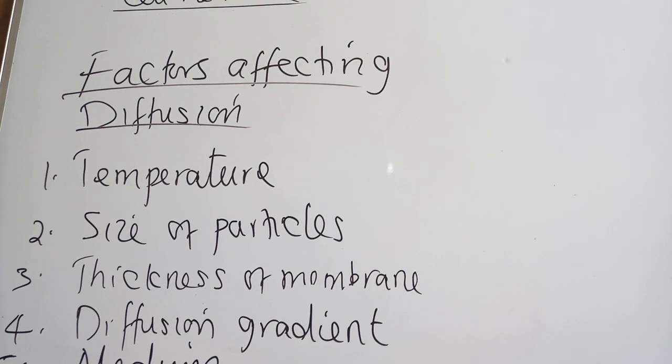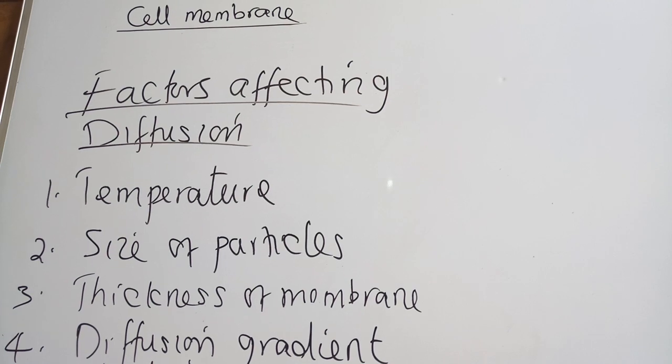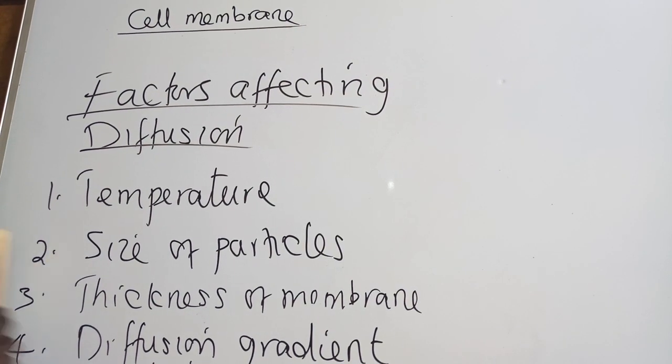Fine, after looking at the factors that affect the rate of diffusion, then let's look at significance or importance of diffusion. How is diffusion as a process important to a plant or an animal?